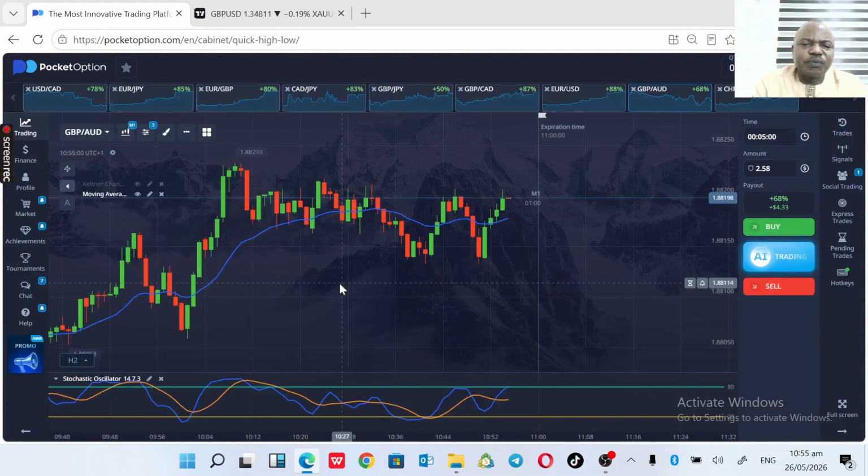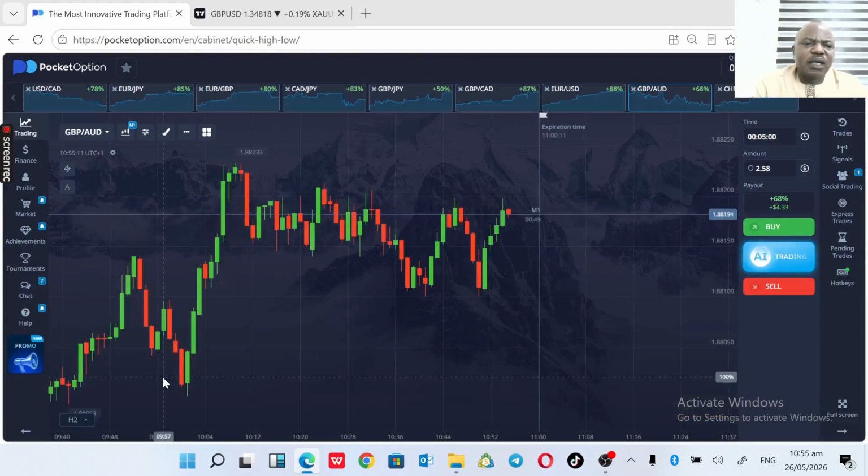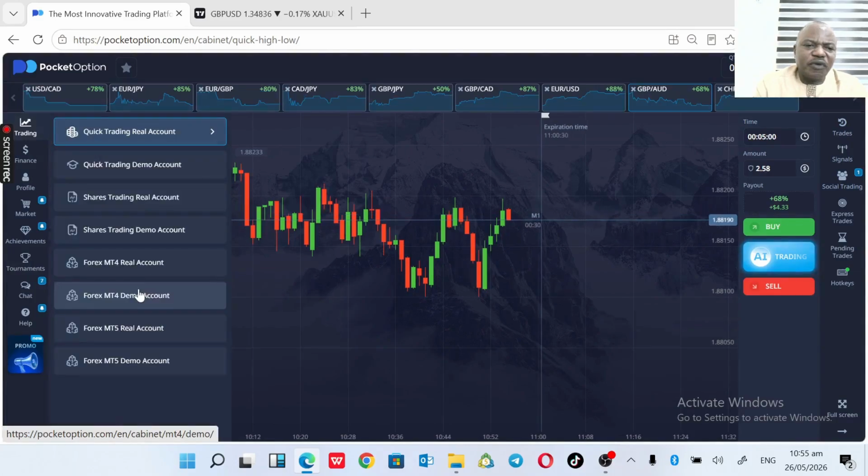So this is how you meet your screen. Now the first thing is that you have to look at where you take your trade. You click on trading, you see quick trade real account, quick trade demo. These two are actually the ones that are very vital. Others are where you want to trade Forex or whatever. You can as well use this platform to trade your Forex, for those of us who don't want to use MetaTrader 4 or MetaTrader 5.